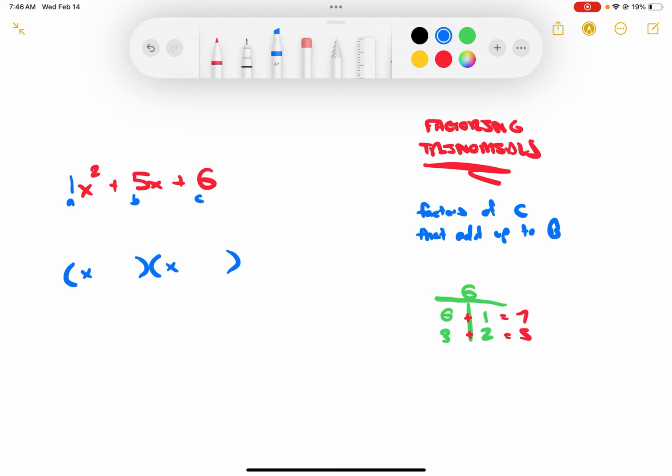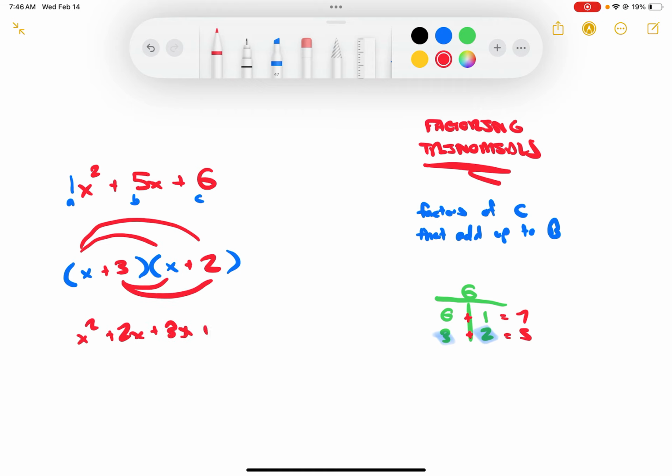So because these two factors multiply out to 6 and add up to 5, they are going to be what goes in the remaining spots in my factoring. So I have a positive 3 and a positive 2. And if you were going to go out and multiply this polynomial, again, you will notice that it will reset back to what it originally was, right? We combine those like terms, and we're back to right where we started.